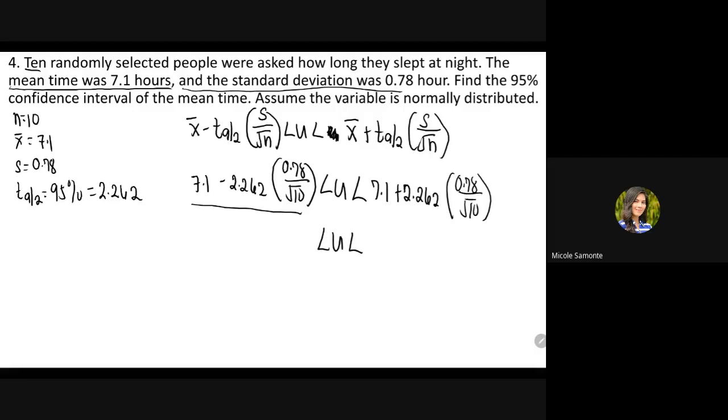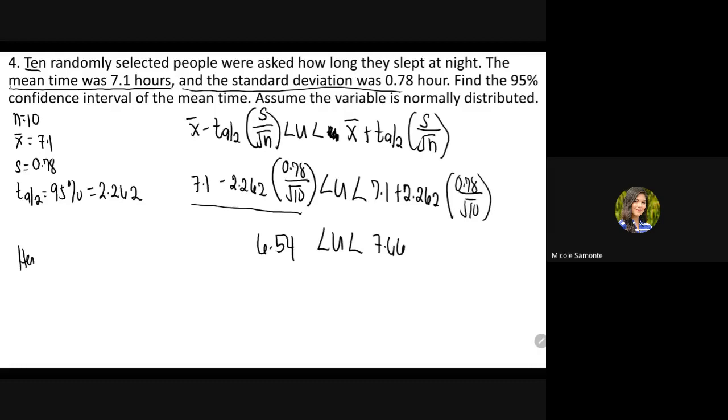6.54. Yeah, that is correct. 6.54. Ang right side ay ano? So ang left side is 6.54. 7.66. That is correct. So hindi dyan natatapos.